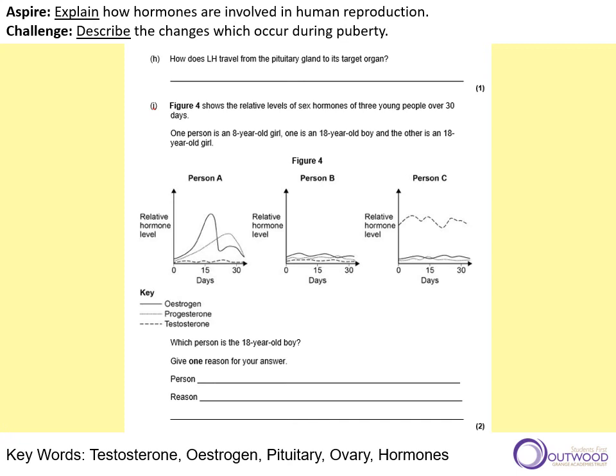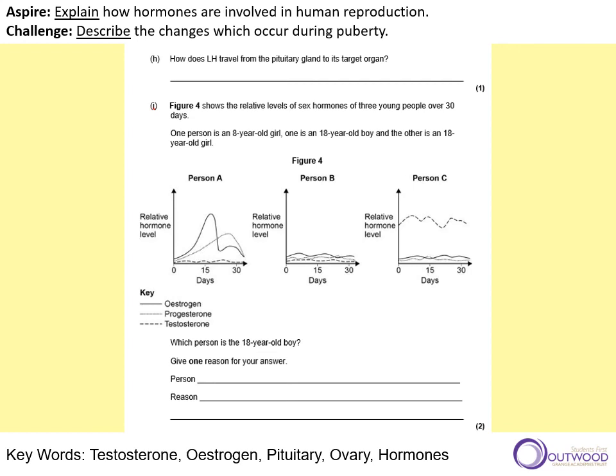Part H: how does LH travel from the pituitary gland to its target organ? So remember, what is LH? It is a hormone. That should kind of give you the answer. Then part I: figure 4 shows the relative levels of sex hormones of 3 young people over 30 days. One person is an 8-year-old, one person is an 18-year-old boy, and the other is an 18-year-old girl.